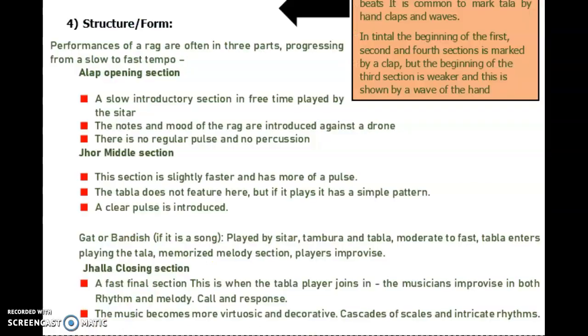In your examination, they can play a part of the structure and ask you to name the section where this is from. A performance of a raga is often in 3 parts, progressing from a slow alap to a fast jhala. Now the alap is the opening section. It's played in free time on the sitar or the melodic instrument, and we also have a drone there, and there's no regular pulse and no percussion. So they just introduce the raga and the mood to you.